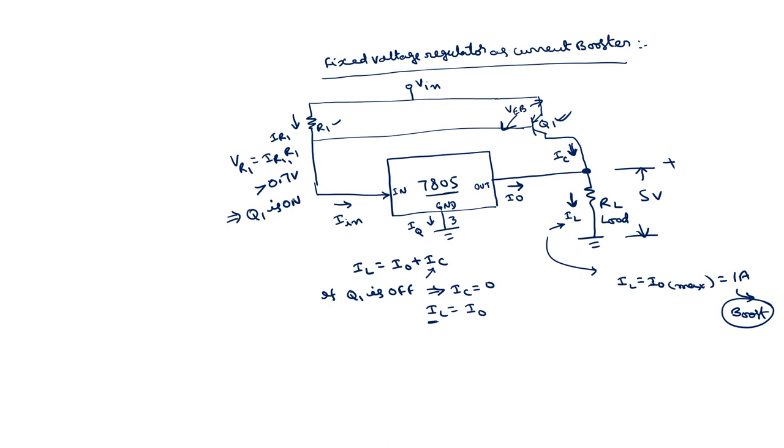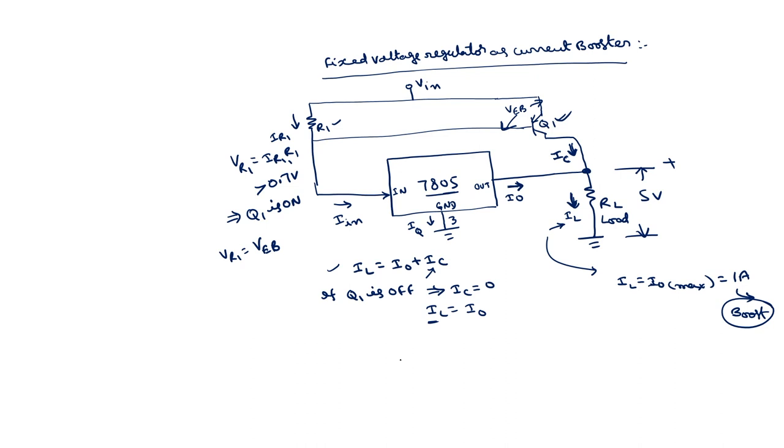You have to choose the value of R1 such that VR1, which itself is VEB, is greater than 0.7 volts, then Q1 will be on. Thereby it supplies some IC. So the total current through this load will be I naught plus IC. So the current will be increased, or boosted, by some amount. So how much current will be boosted? For that, we will do some simple mathematical analysis.